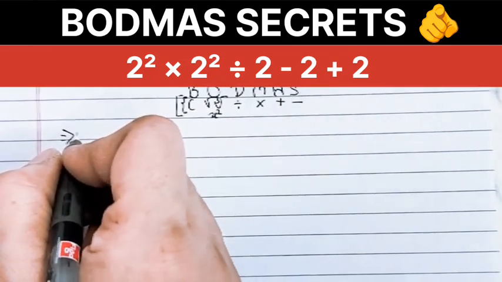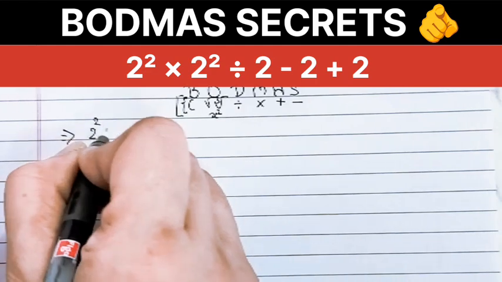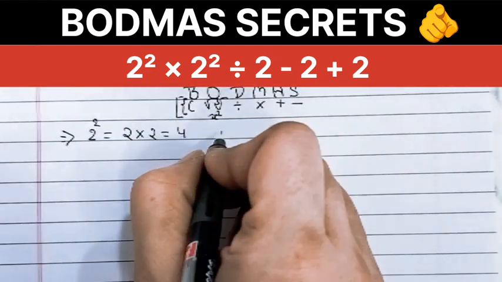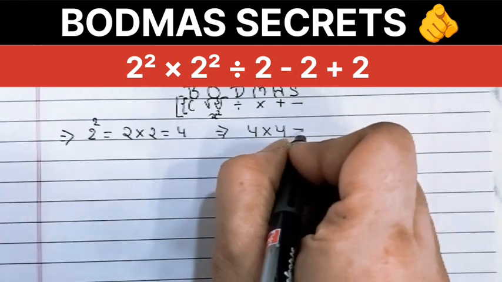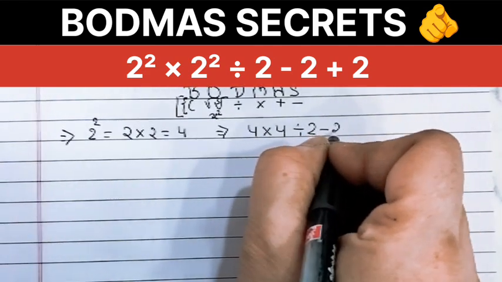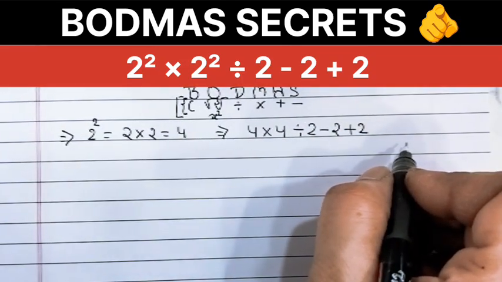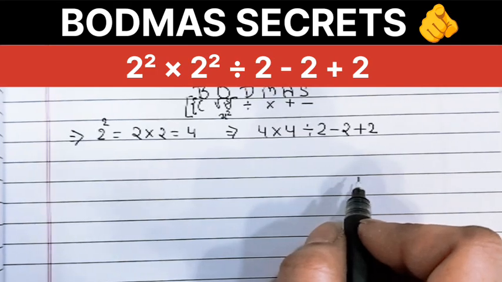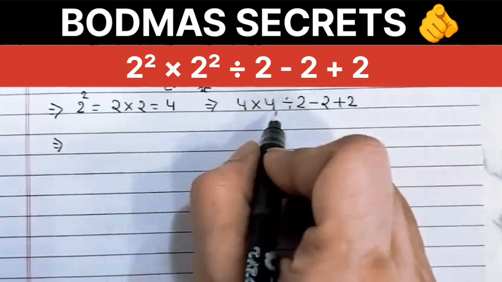Now step one: orders, or exponents. Evaluate the powers first. 2 power 2 is equal to 2 multiplied by 2, which equals 4. And now the expression becomes 4 multiplied by 4 divided by 2 minus 2 plus 2. According to this step 1, in the BODMAS hierarchy, orders are calculated before any basic arithmetic operations like multiplication or division. Now step 2, multiplication.